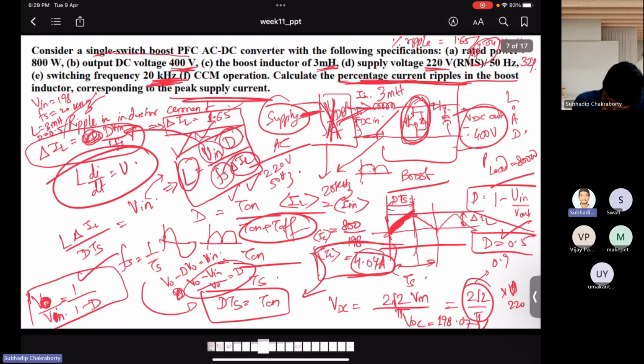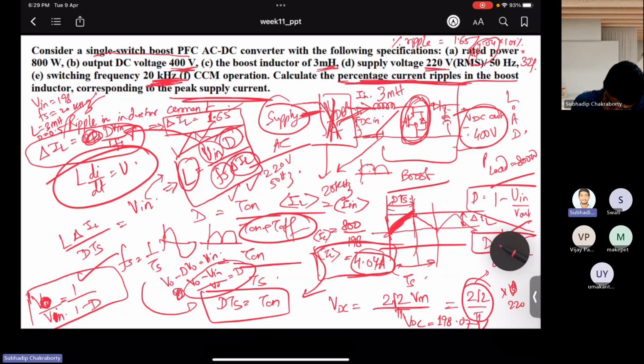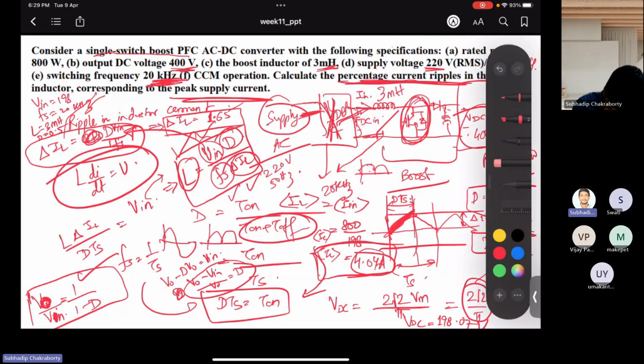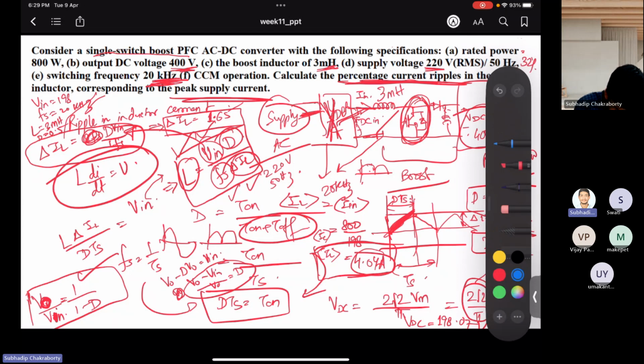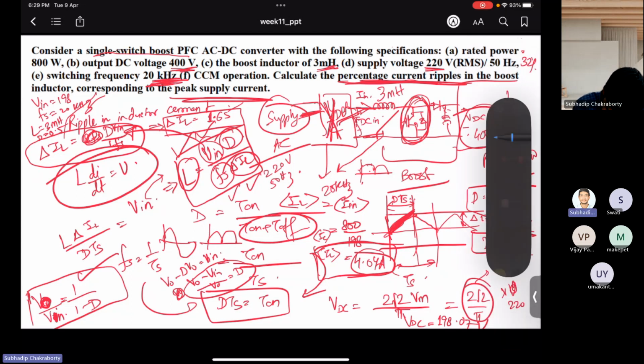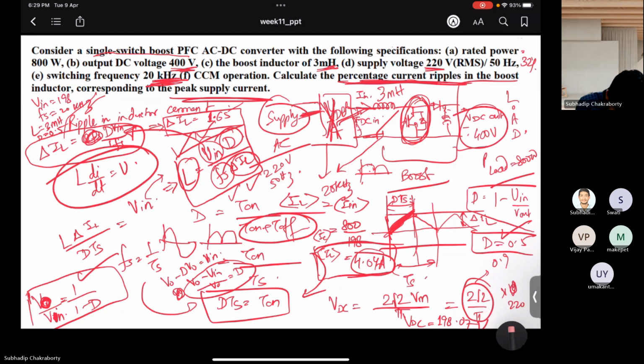So this is the peak value of supply current they are asking, right? One second. So what was your peak value of inductor ripple current? Delta IL. Just let me write in a different color, okay? And rub a portion. Where can I rub? Maybe some space I can create here.